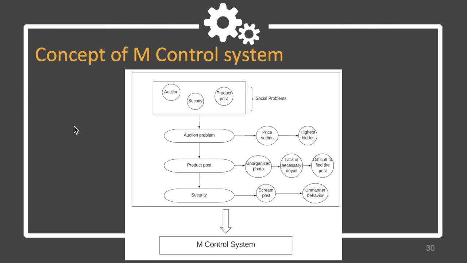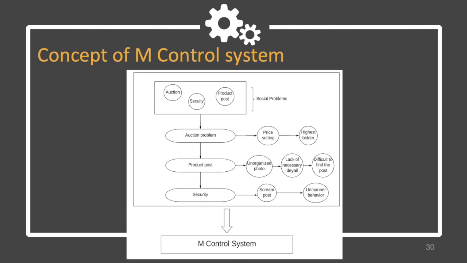And the second one is product post. It can be divided into sub-problems of three types: uncategorized photo, lack of necessary detail, and difficulty finding the post. Then the last problem is security, from scam posts and unmanaged behavior. After we combine those things, it is the origin of the M control system.